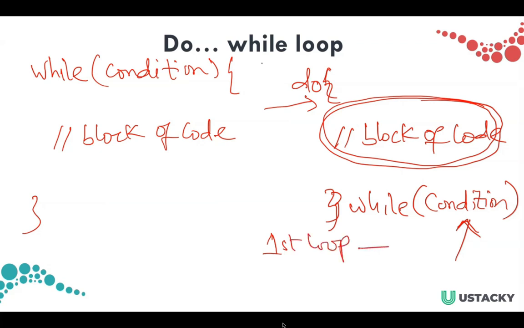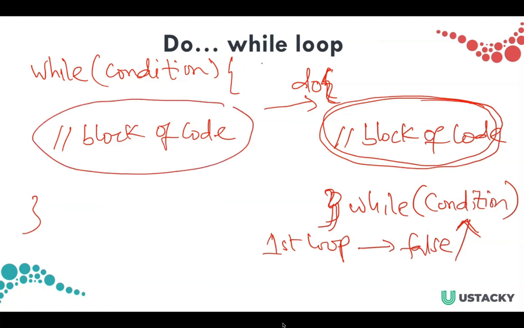If the condition in the first loop is false, in do while loop, this code is going to be executed. But in while loop, this code will not be executed. So this is the only difference between do while loop and while loop.